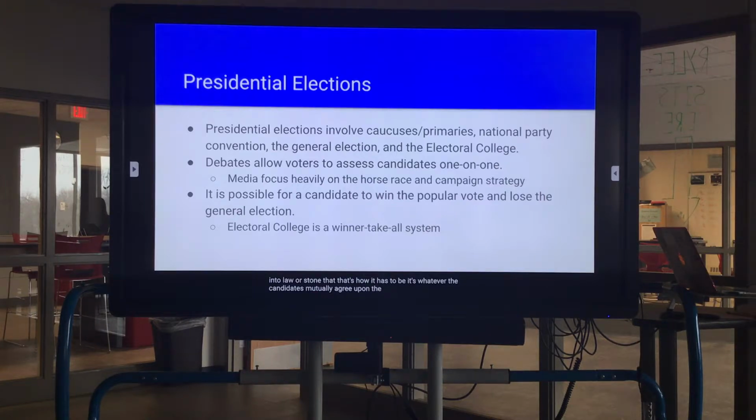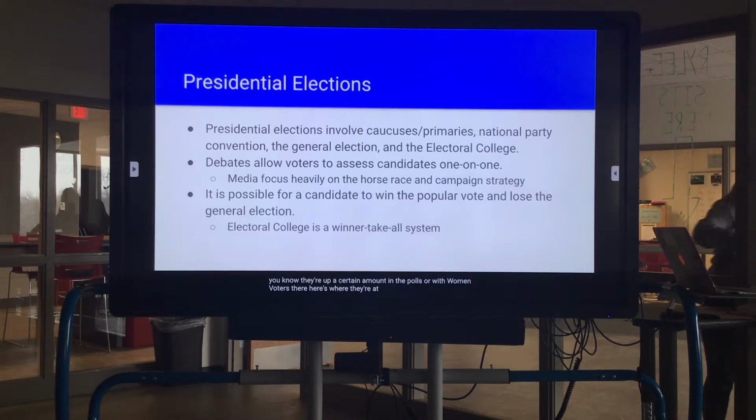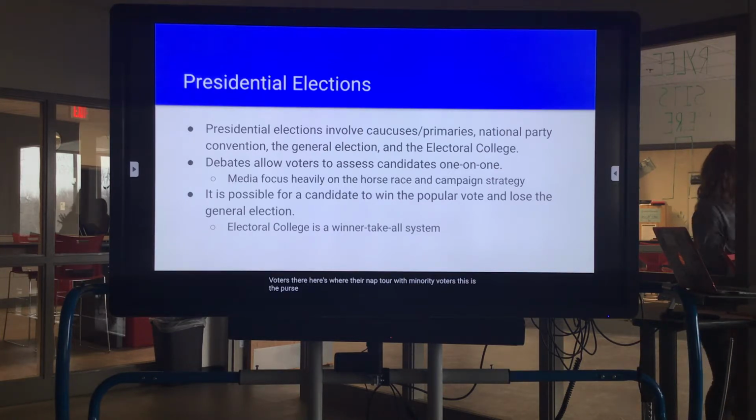The media definitely is going to try to portray the campaign as kind of like a horse race. They want to measure it at every single step of the way. And, okay, candidate X is ahead by 3 lengths over candidate Y. Or, they're up a certain amount in the polls. Or with women voters, here's where they're at. Or with minority voters, this is the percentage of support they have.